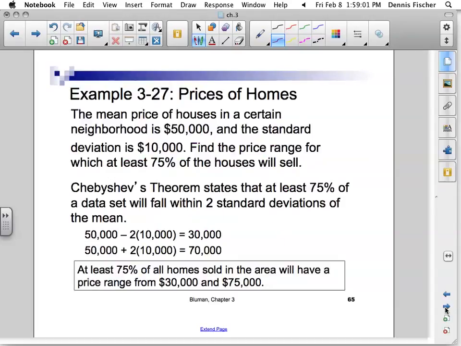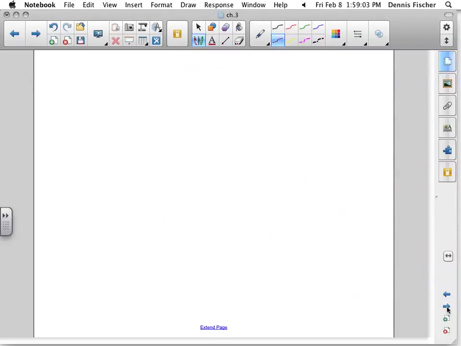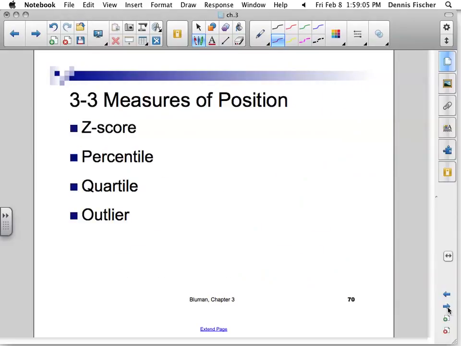I don't know if we got into the next topic, which was z-scores, percentiles, quartiles, and outliers. We got the percentiles and quartiles, that was it. Okay, z-scores? We did? Yeah. Z-score, okay, what is z-score?